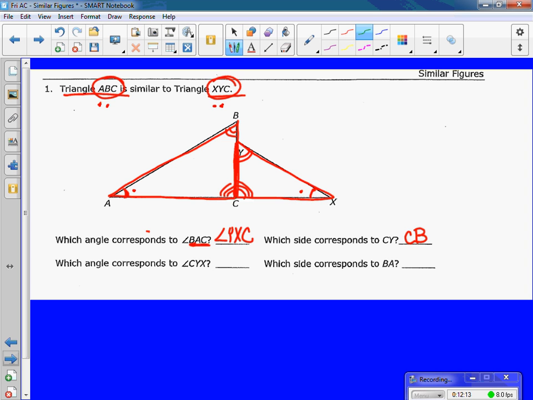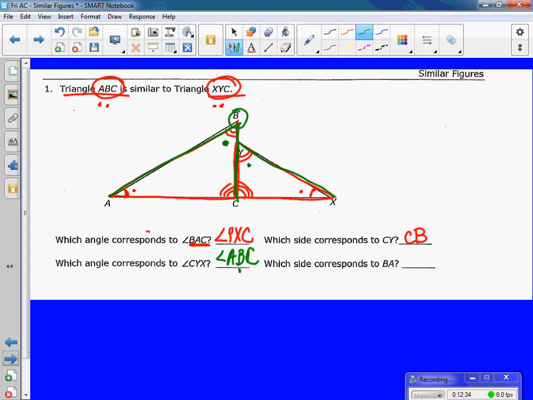CYX. So starting at C, go to Y, go to X. That's this guy right here, which means I'm looking at this one up top. That will be A, B, C. Okay? So the angle that you're actually looking at right here should always be in the center when you're listing the angle with 3 letters.